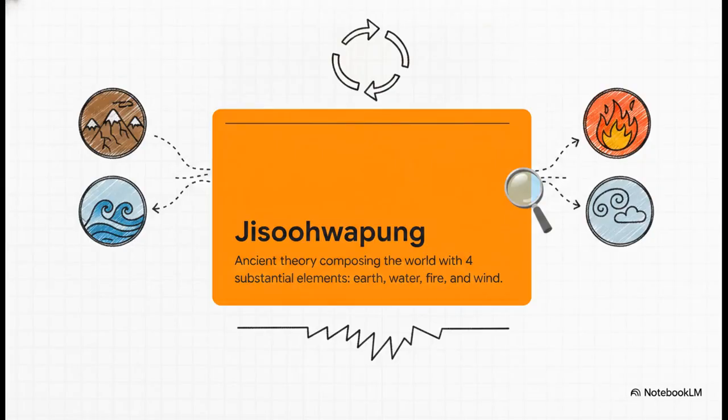In Dr. Choi's research, we run into this foundational concept of Jisoo Hua-peng. This is an ancient theory that built the world out of four substantial, independent elements: earth, water, fire, and wind. Now, the absolute key takeaway here is that to the Western mind, these four elements weren't just poetic metaphors. They were literal, tangible building blocks. Think of them exactly the same way we think of Lego bricks today. They were physical, independent entities that you stack together to make up the world around us.